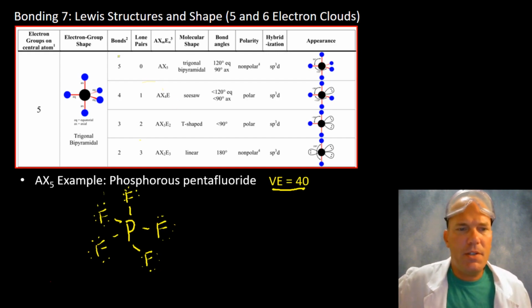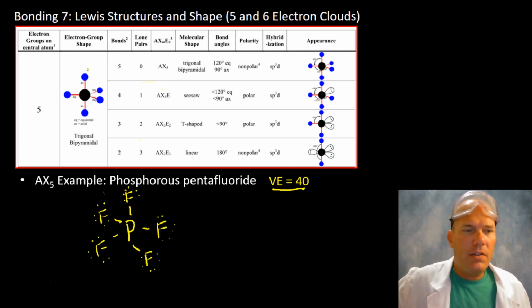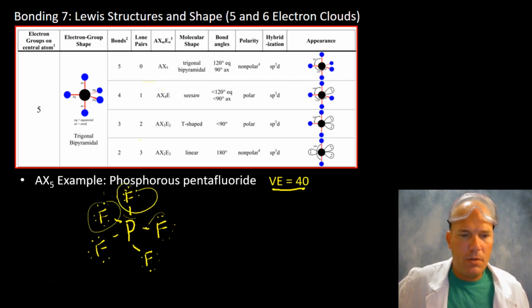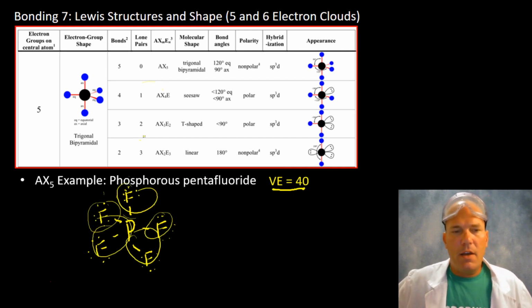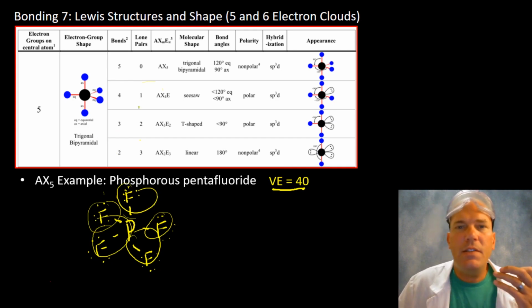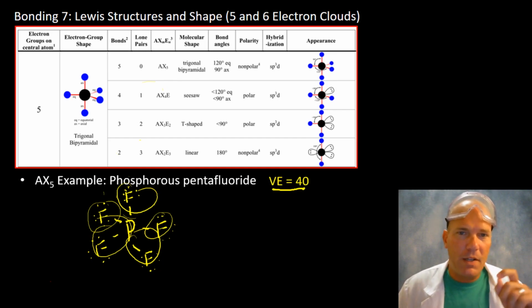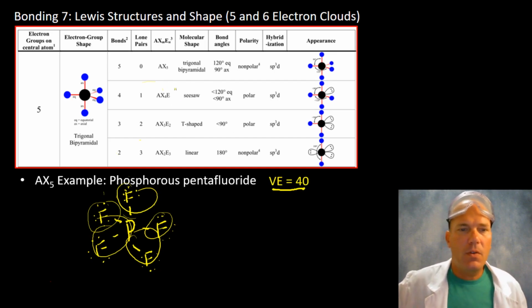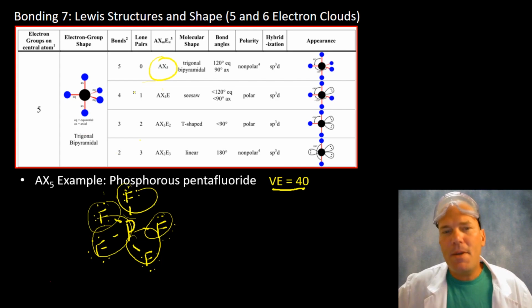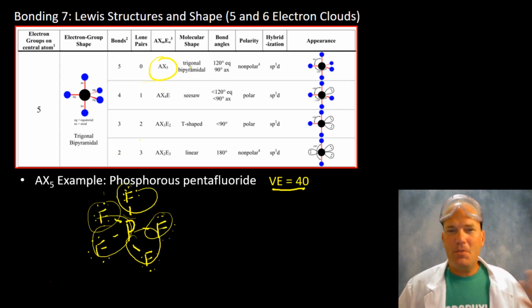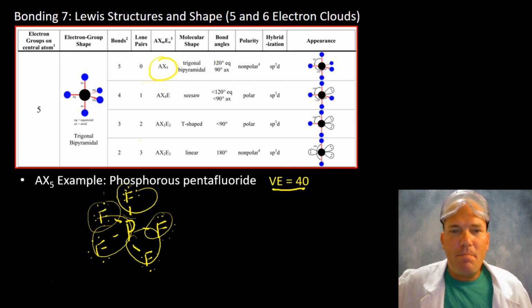So when you use your shape sheet here, you can count the clouds. There's 5 clouds or electron groups. Remember 1, 2, 3, 4, 5. Don't forget that lone pairs on the central species also count as an electron cloud. Don't forget that double and triple bonds count as 1 electron cloud each. Okay, so we do not have any lone pairs, which means we are dealing with a trigonal bipyramidal structure.